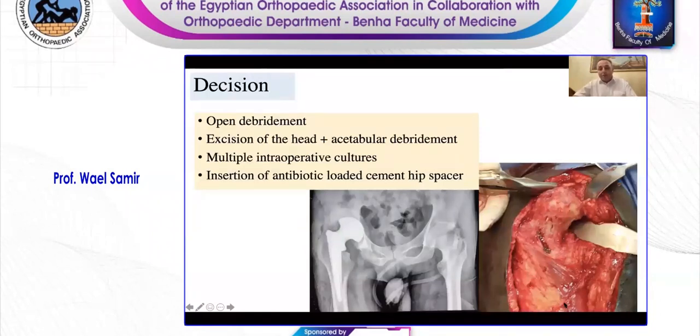And these are the intraoperative photos, complete protrusion of the head and complete destruction of the articular surface. We remove the head, remove all the debris from inside the acetabulum, and remove all the membrane and the biofilm. And I think one of the major keys to success for such surgery is the aggressive debridement in the first stage. And we insert one of the pre-made cement prostheses as a hip spacer loaded with antibiotic bone cement.